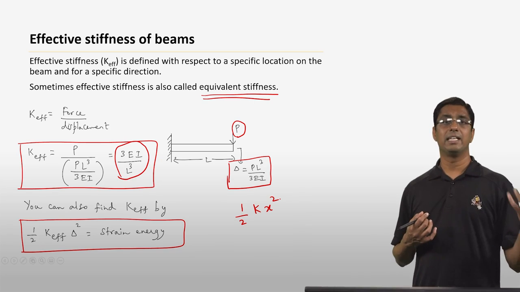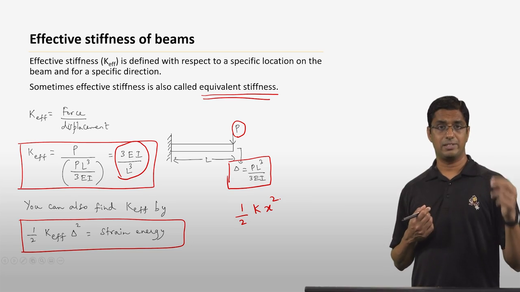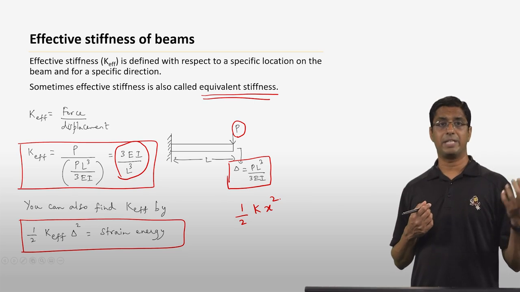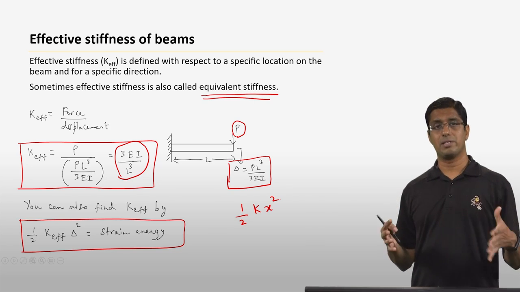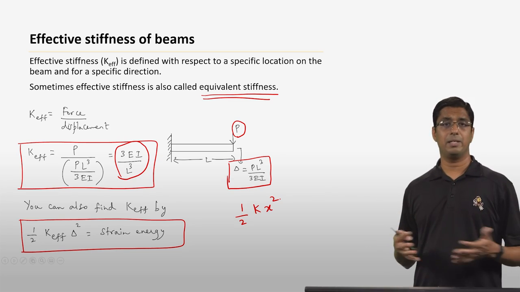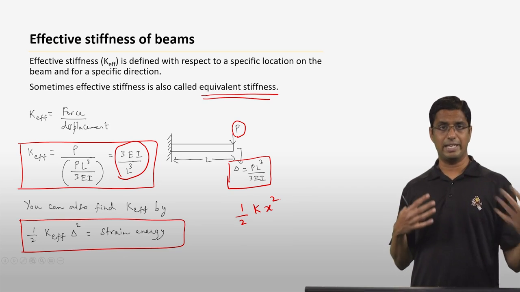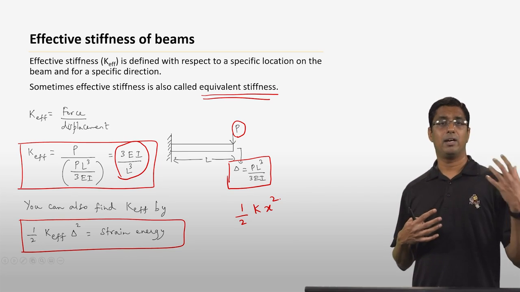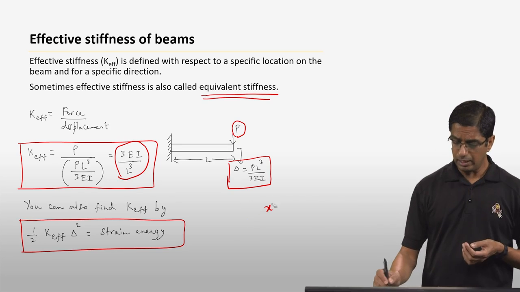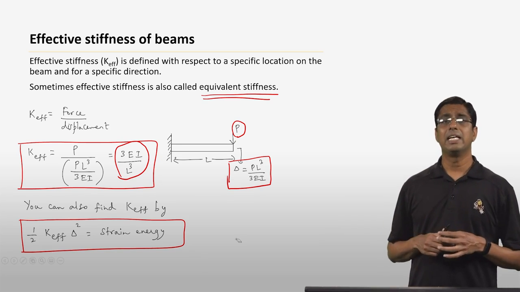So you can take the displacement at the point where you are defining the effective stiffness, square it, and multiply by K effective times half, and equate that to the total strain energy stored in the structure because of this deflection. By that method also, you can calculate what delta is. Both of them are exactly equivalent: taking K effective as force over displacement, or taking half K effective times delta squared to be the strain energy, will give you the same value for K effective. So this is a very simple case of a cantilever that is loaded at the tip.